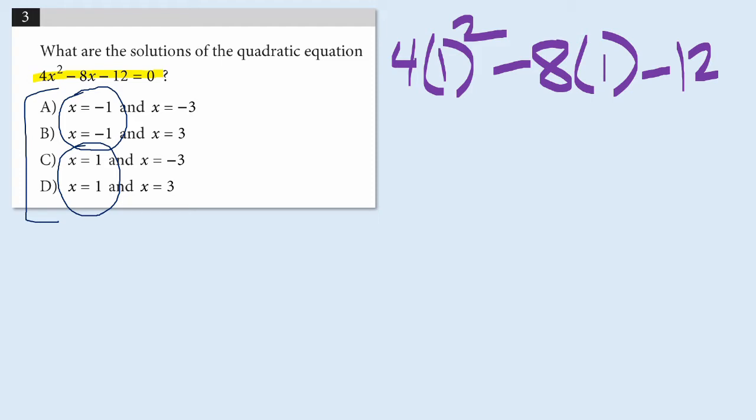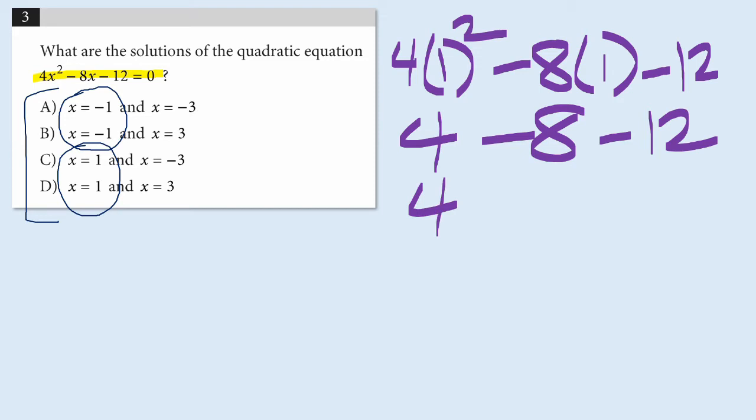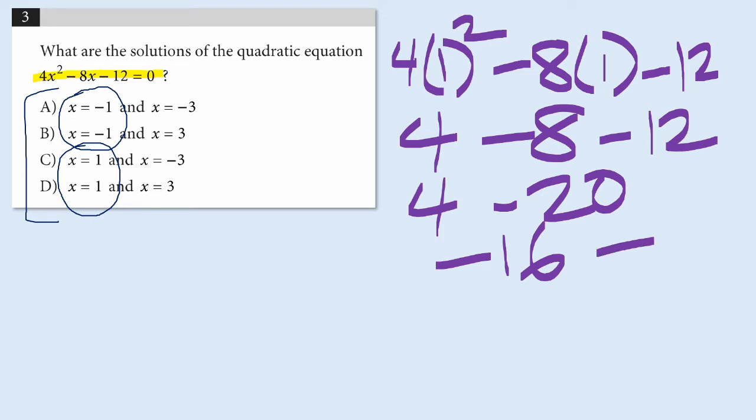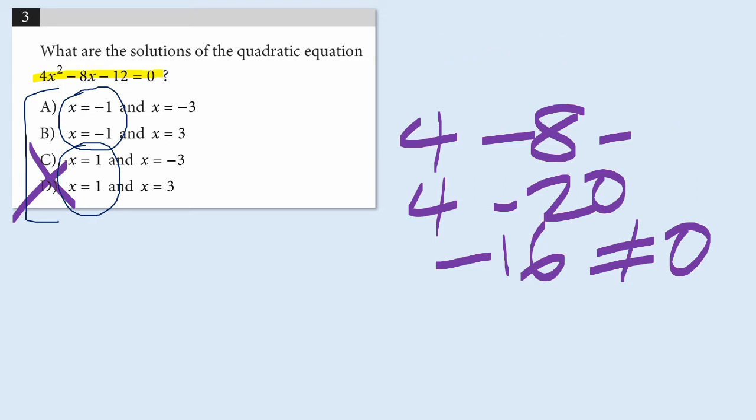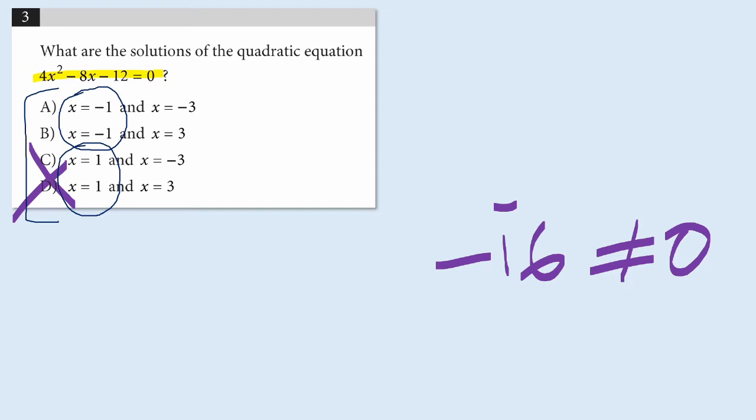So I have 4 minus 8 minus 12, which is 4 minus 20, which is going to be negative 16. That's not equal to 0. So I immediately know that C and D do not work. And you can see how easily substituting in 1 for x quickly allowed me to eliminate half of the choices. So let's continue. We know that now either A or B is going to be the correct answer.